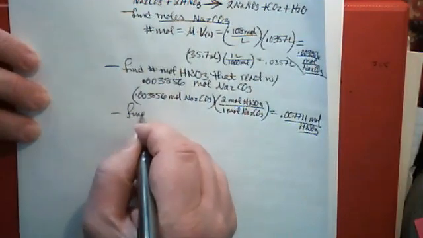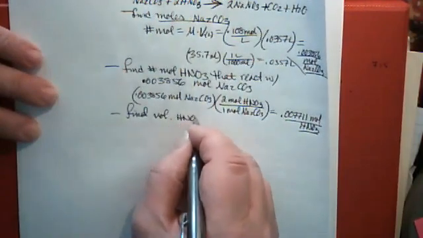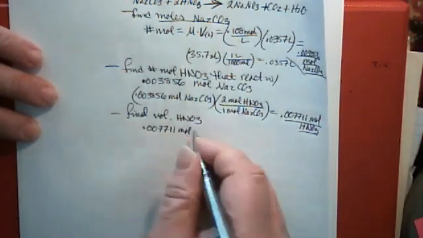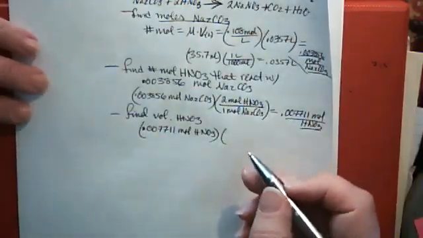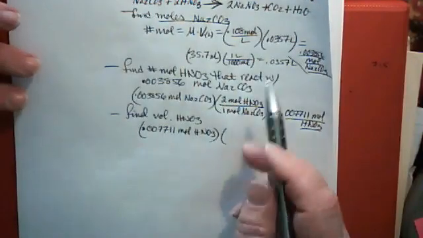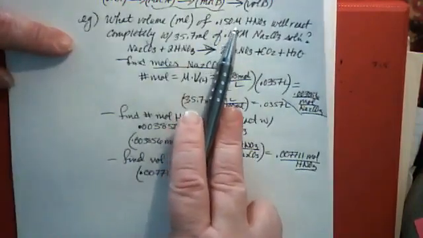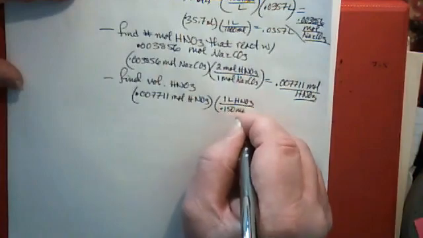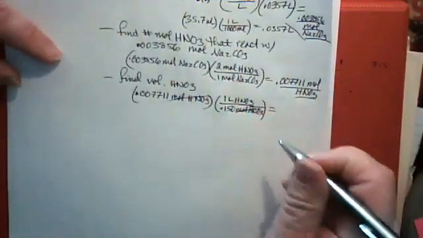And if we want the volume, that's just number of moles divided by molarity. So the number of moles of HNO3 would be 0.007711 moles of HNO3 divided by the molarity of the HNO3. The molarity of HNO3 is 0.150, which means 0.150 moles per liter, or 1 liter for every 0.150 moles. Notice this way, moles of HNO3 cancel out, and you get volume of HNO3 in liters.